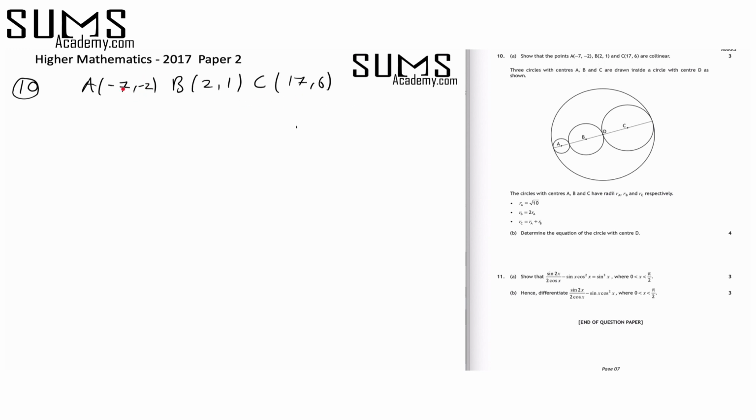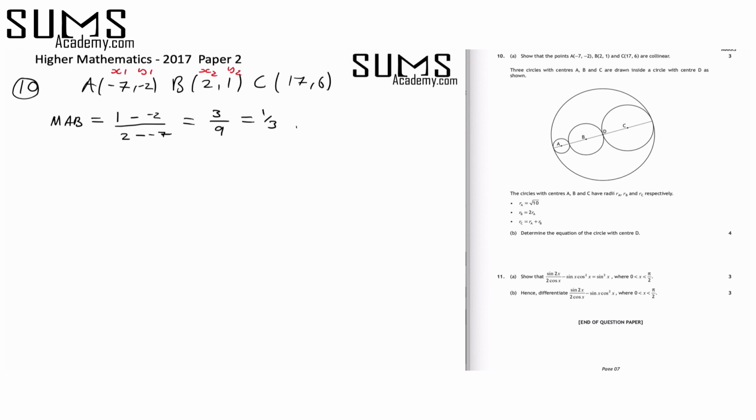To prove something's collinear, what I like to do is calculate the gradient of the two lines and then see if they both have the same gradient and share a common point, which means they're collinear. So I'm going to work out the gradient of AB first, so m AB. I'm going to write in the values because this stops me getting confused. So you have 1 minus minus 2 all over 2 minus minus 7. So that equals 3 over 9, which is the same as 1 over 3.